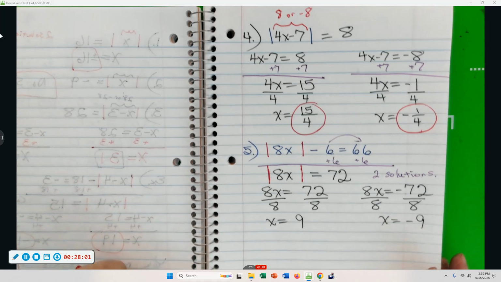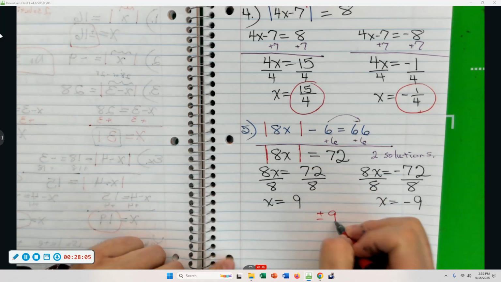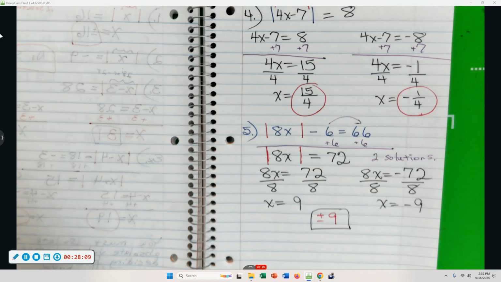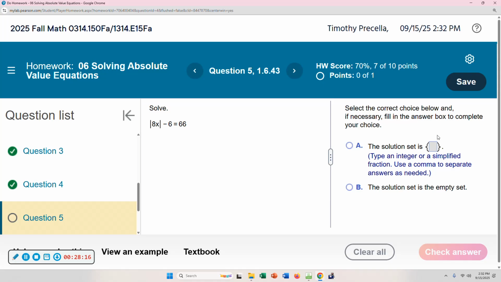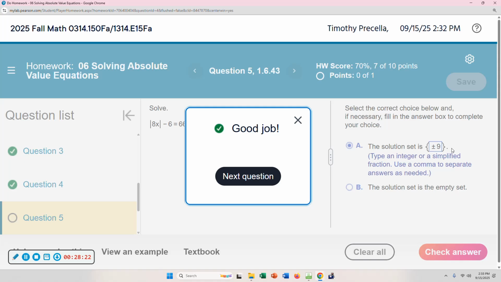I'm feeling sort of lazy today, so I think I'll just type in a positive or negative 9, rather than using a comma, 9, comma, negative 9. How does that sound? I'll use that. I'll take advantage of that little plus minus key they have there. Plus minus 9. Any questions there?